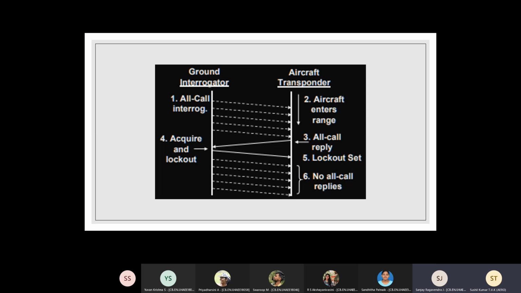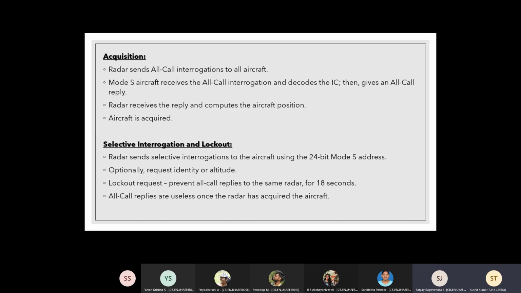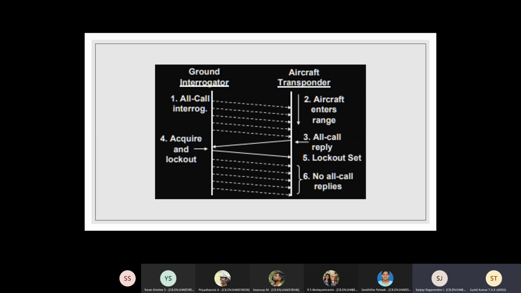You're telling in step 2 that the aircraft enters the range, right? Go back to the same slide. Yes, the aircraft enters range. What happens if more than one aircraft enters the range? Then everyone is going to start replying. Then what happens?